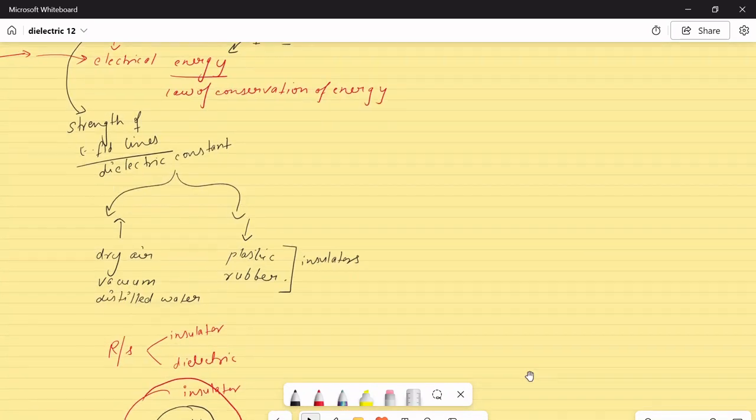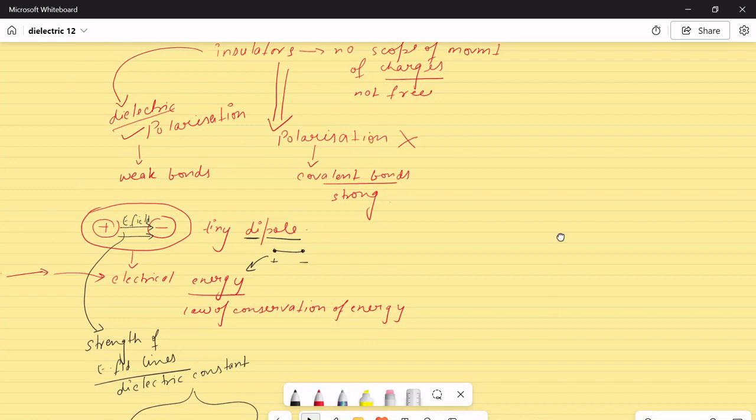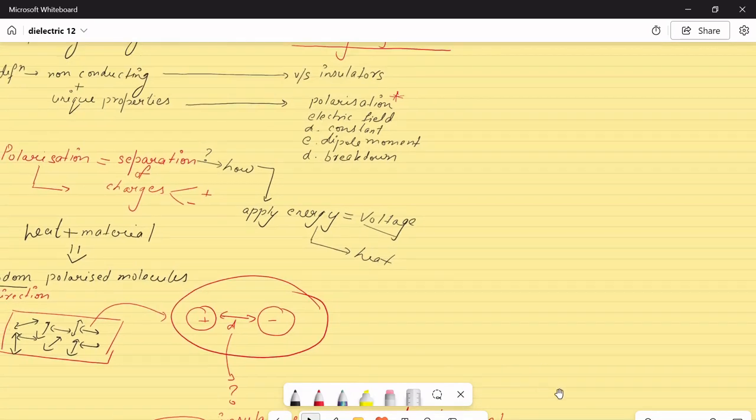So far we have understood all the learning objectives we have completed here. I hope this is clear up till here. So we are done with the difference, we are done with the polarization, we are done with the electric field, we are done with the electric constant, also dipole moment, and also dielectric breakdown.